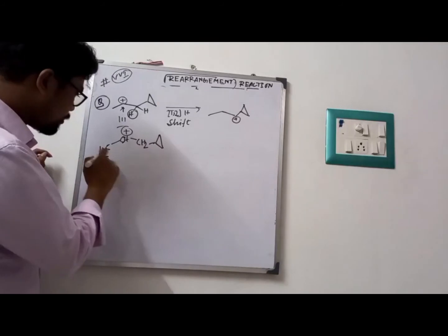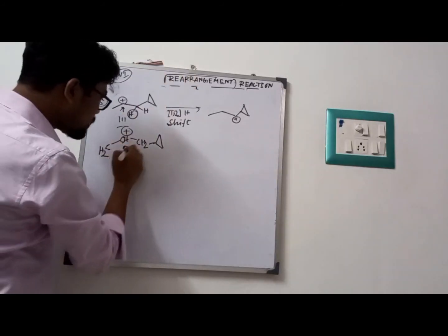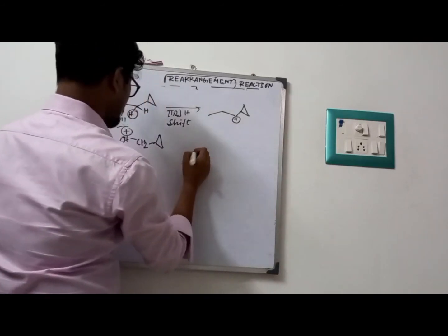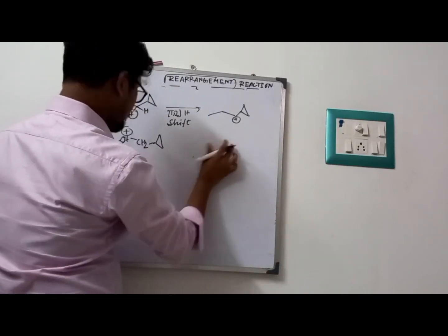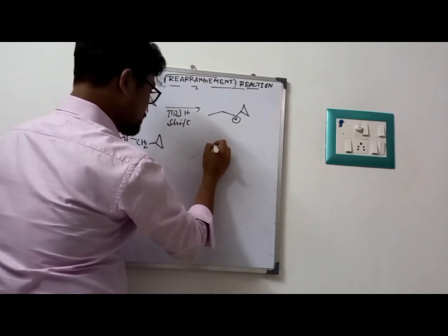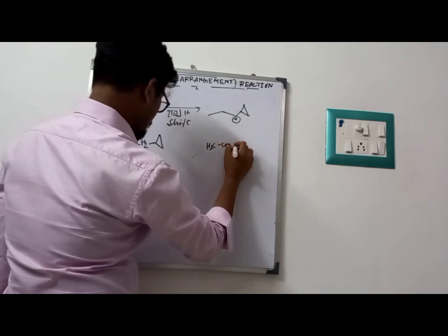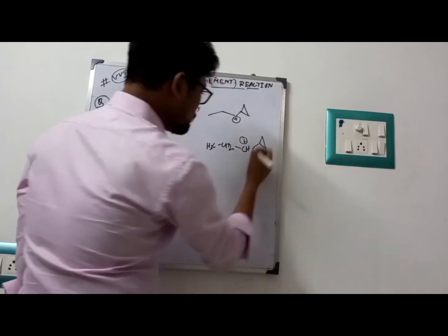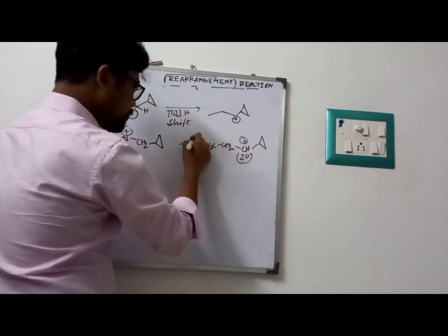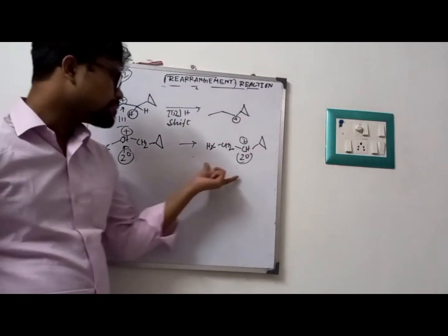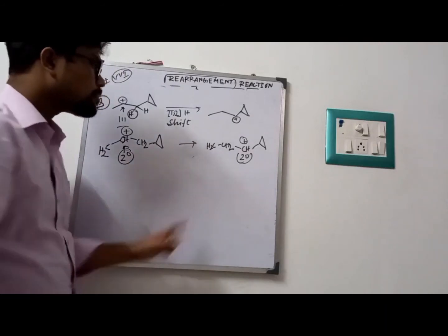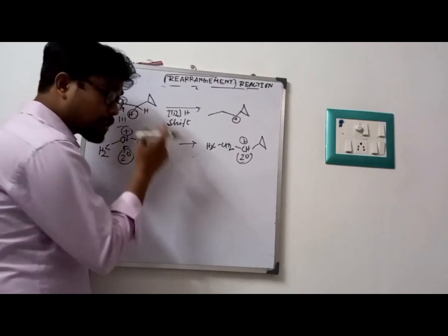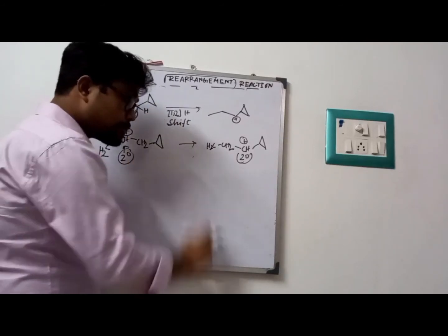Okay, fine. Now look very carefully. This is a 2 degree carbocation. And what type of carbocation is this? CH2, CH2, CH plus. This is also a 2 degree carbocation. Okay, so you can ask, what is the necessity of this rearrangement? Think and listen very carefully. I have taught you this.